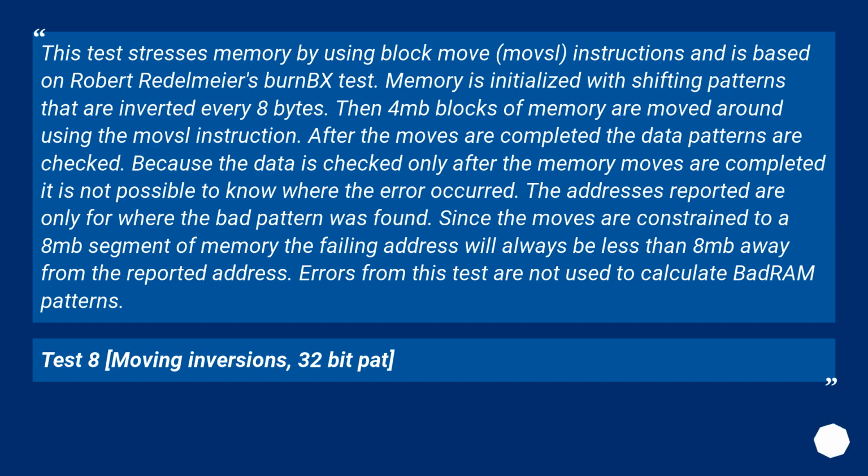Because the data is checked only after the memory moves are completed, it is not possible to know where the error occurred. The addresses reported are only for where the bad pattern was found. Since the moves are constrained to an 8 MB segment of memory, the failing address will always be less than 8 MB away from the reported address. Errors from this test are not used to calculate bad RAM patterns. Test 8, moving inversions, 32-bit pattern.